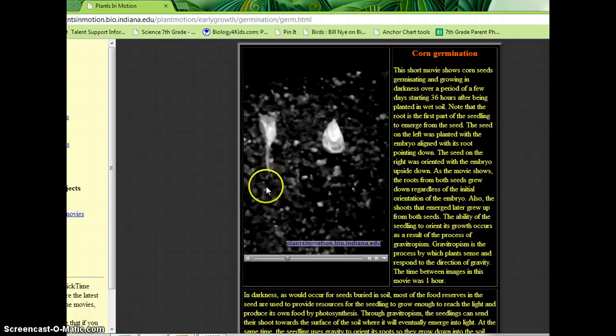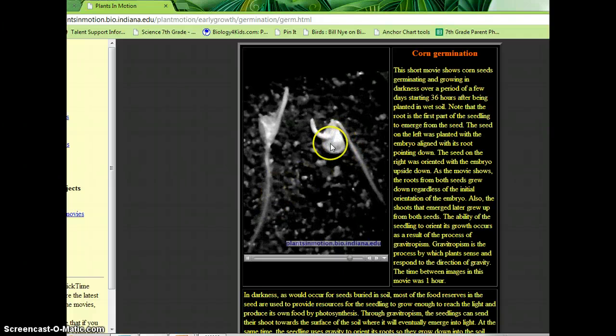See, the root goes down on this one because it can sense the gravity of the earth, and so the roots grow with gravity, grow downwards, and then the shoot grows next. It goes up. So that's the corn.